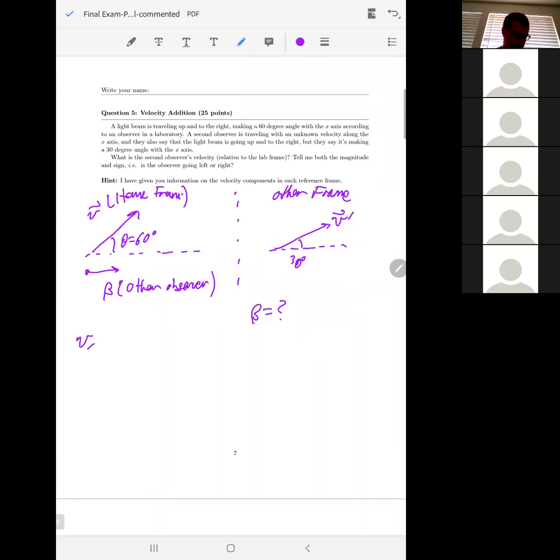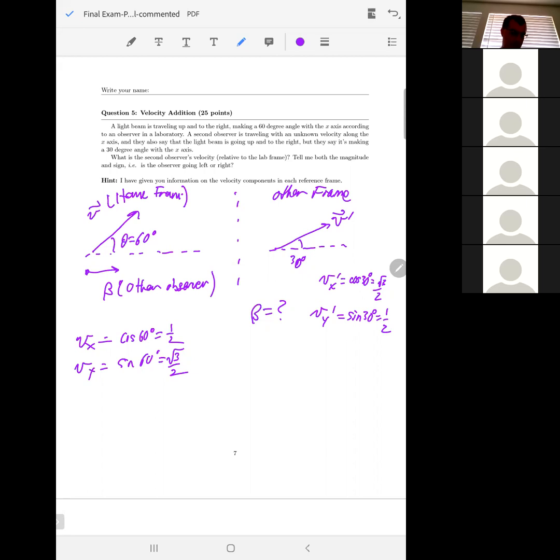All right, Vx must be cosine of 60 degrees, which is 1/2. Vy must be sine of 60 degrees, which is square root of 3/2. Vx prime is cosine of 30 degrees, which is √3/2. Vy prime is sine of 30 degrees, which is 1/2.